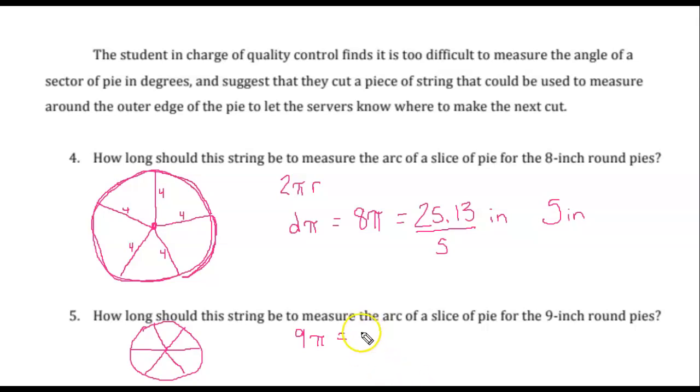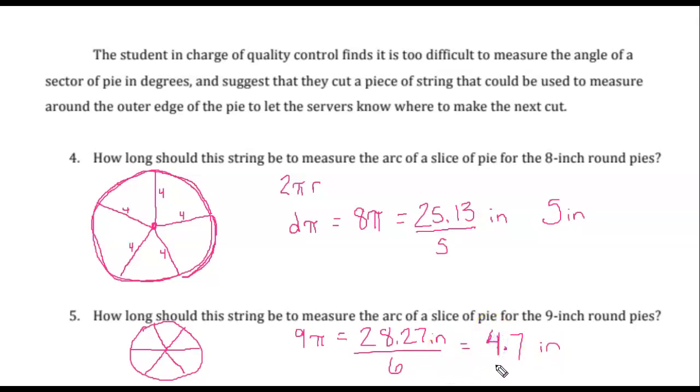And that's 28.27 inches. And we're going to divide it into 6 equal pieces, which is going to be a string that is 4.7 inches long. And so this is going to give us the pieces of string.